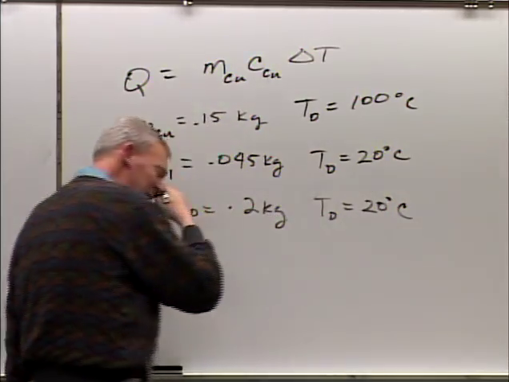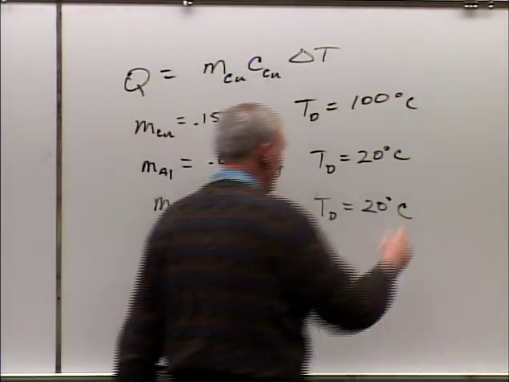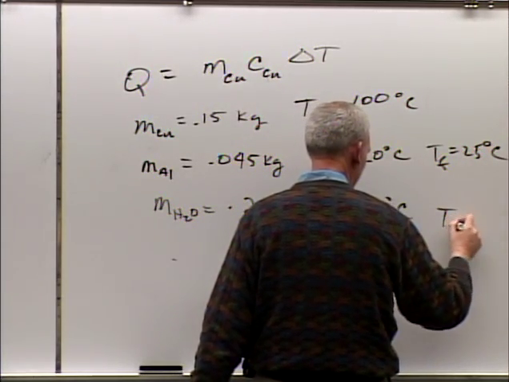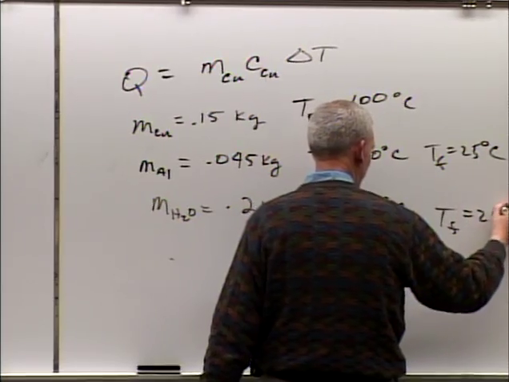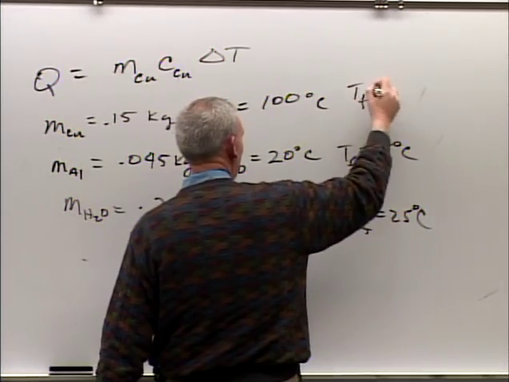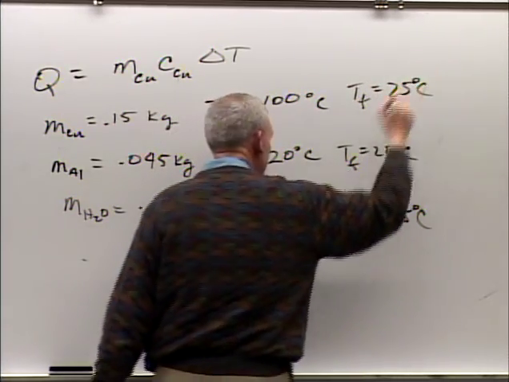And what they're going to do is, both of these, the final for the water and the final for the copper, is going to be at 25 degrees. And so is the final, because when it reaches equilibrium, its final is going to be at 25 degrees also.